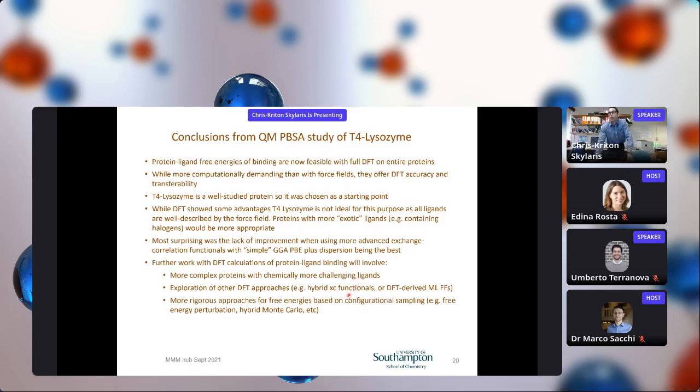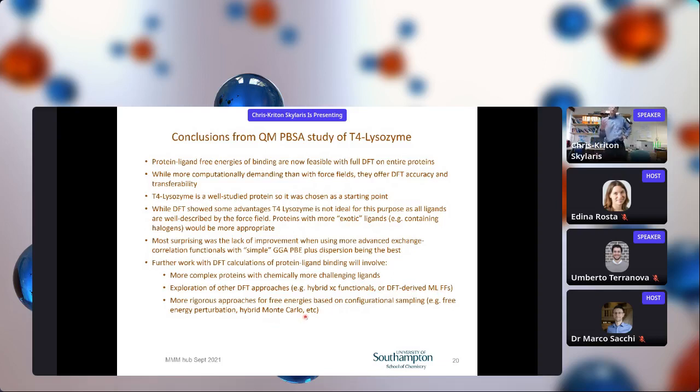Also, perhaps other functionals, because of the functionals we tried, the GGA PBE with dispersion was the best, but other functionals, maybe such as hybrid functionals, which we have and are fast now in ONETEP, would show further advantages, or even DFT-derived force fields by machine learning, for example, or fitting.